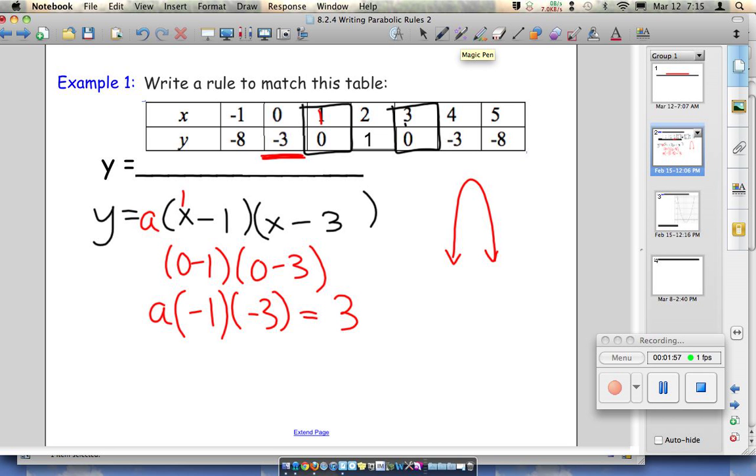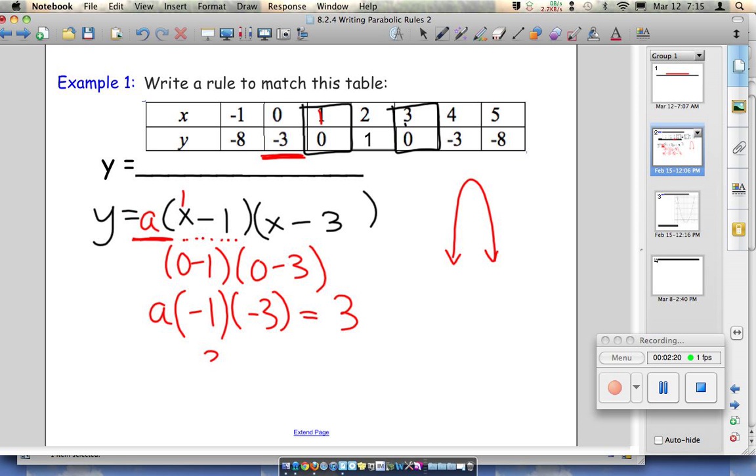Now remember, the a value does not affect the intercepts. Your intercepts will still happen at the same spot, because any number, which is what a represents, times 0, which is what these will be when they're intercepts, will still be 0. So it doesn't affect your intercepts. But what it does affect is things like your y-intercept or your other values in your table.